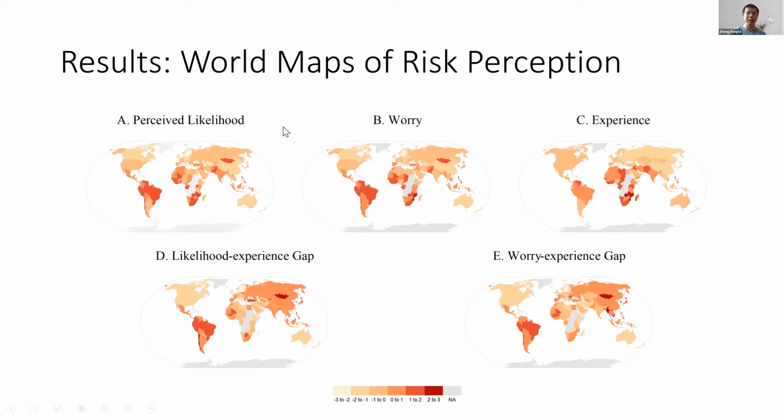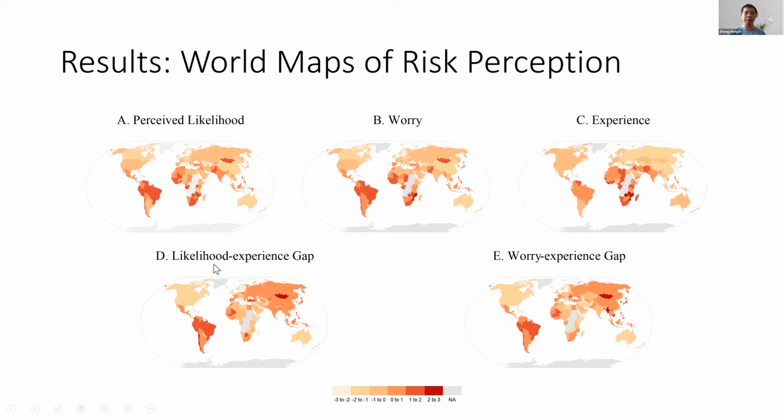So you can see the perceived likelihood and worry share very similar distributions around the world, although there's some difference in, say, Africa. But mostly we can see individuals in South America and Africa tend to have a higher perceived likelihood of the risk, and they tend to worry more. And the perceived likelihood and worry seem to closely map to their actual experience, but we can still see that there's a difference.